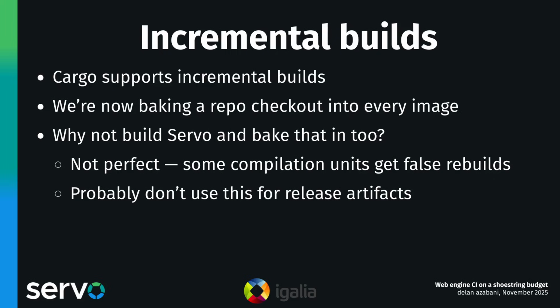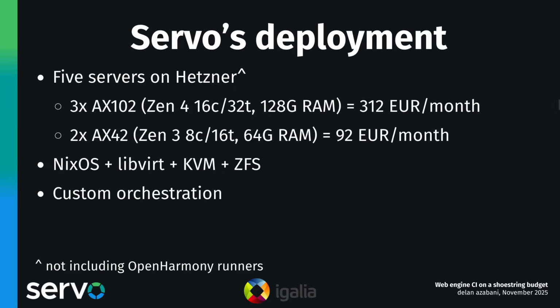Now, this is not perfect. Sometimes we'll have some compilation units that get falsely rebuilt, but this works well enough for the most part that it's a significant time savings. I also probably wouldn't trust this for building artifacts that you actually want to release in a finished product, just because of the kinds of bugs that we've seen in Cargo's incremental build support. But for everything else, your typical builds where you do commit checks and such, this is very, very helpful.